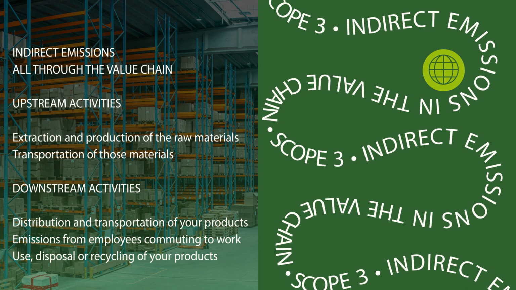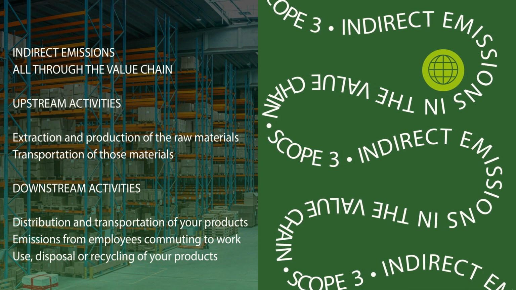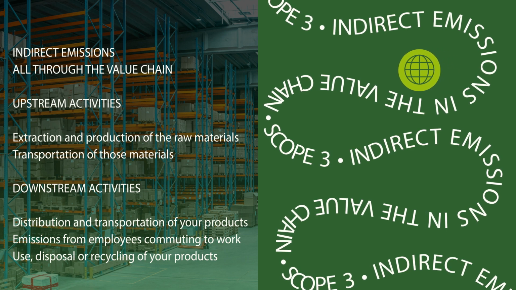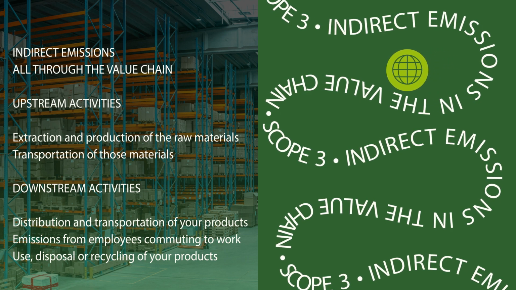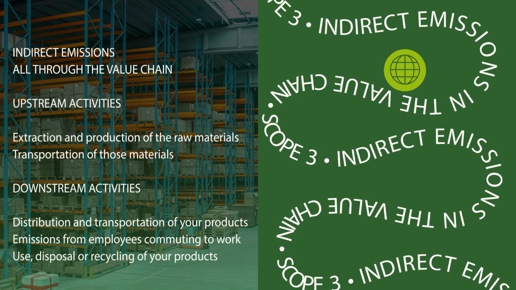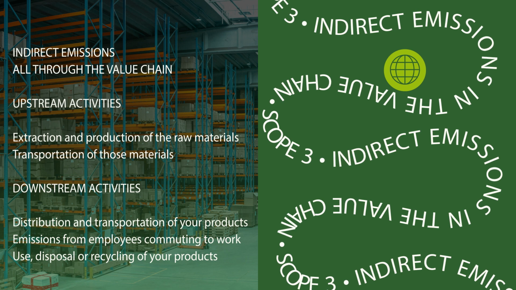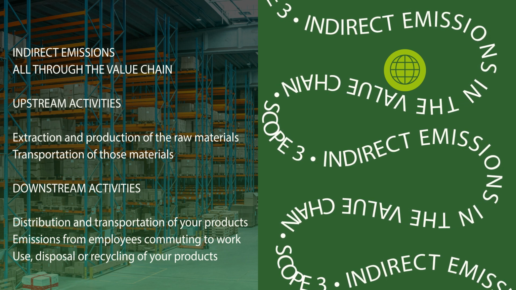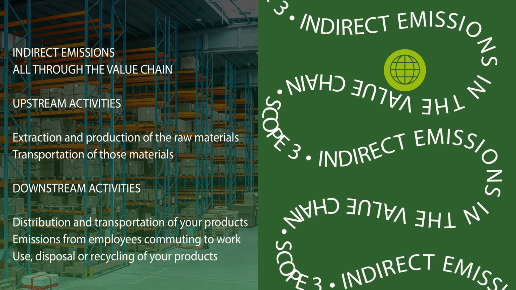Downstream activities cover things like the distribution and transportation of your products, the emissions from employees commuting to work, and even the eventual disposal or recycling of your products after they've been used. So, as you can see, Scope 3 emissions can be quite broad and challenging to measure accurately, but they're often the biggest chunk of a company's overall carbon footprint.